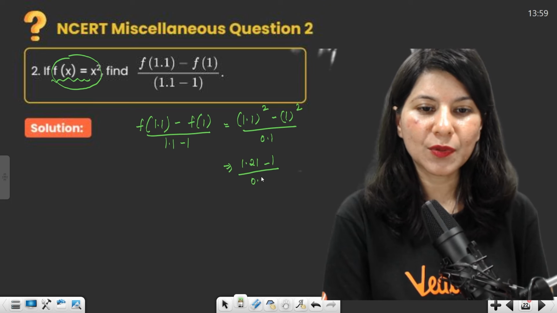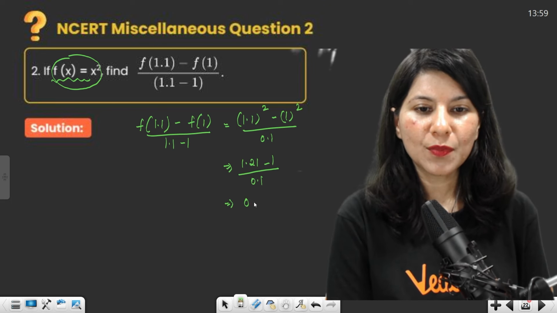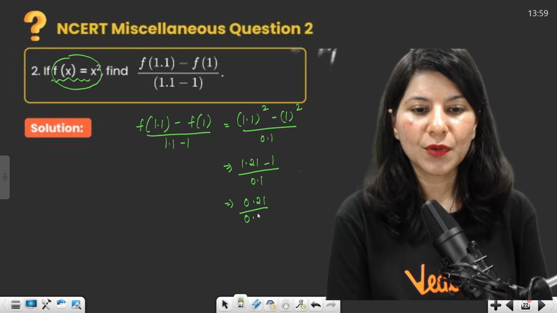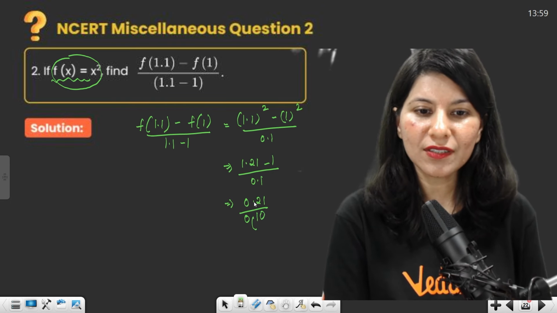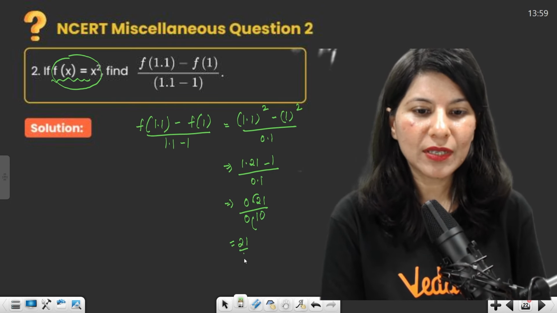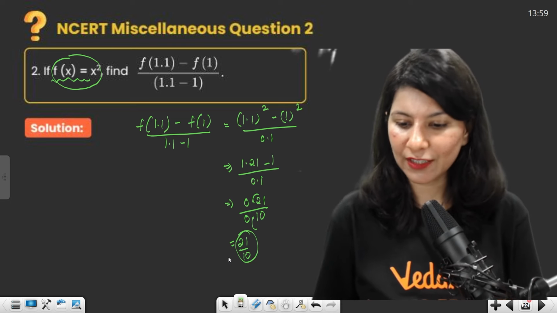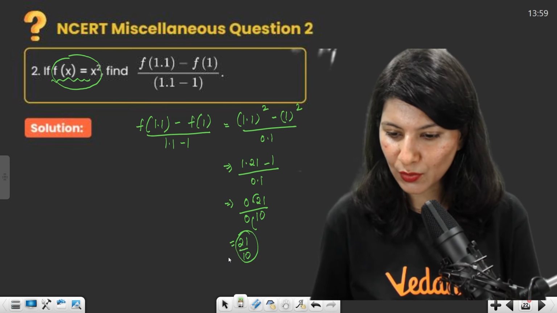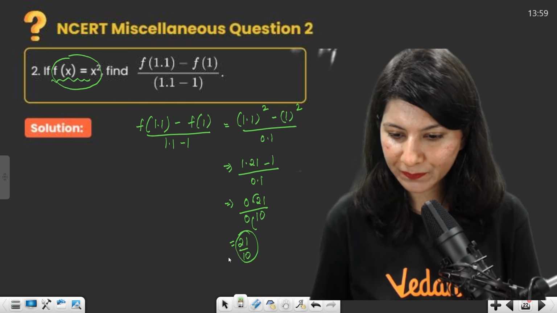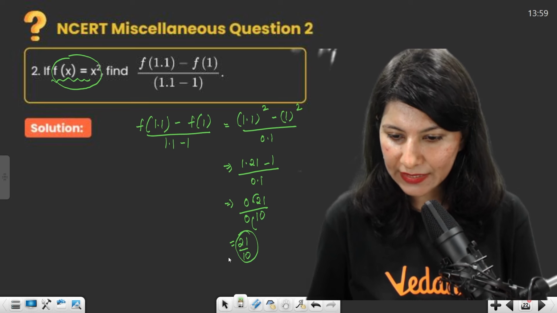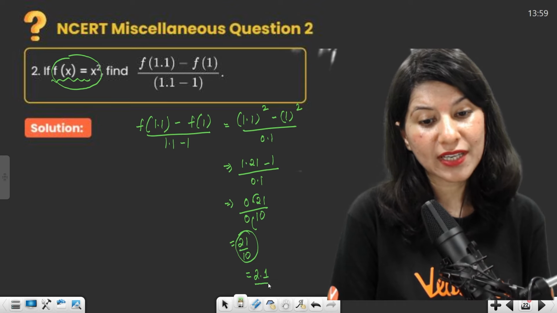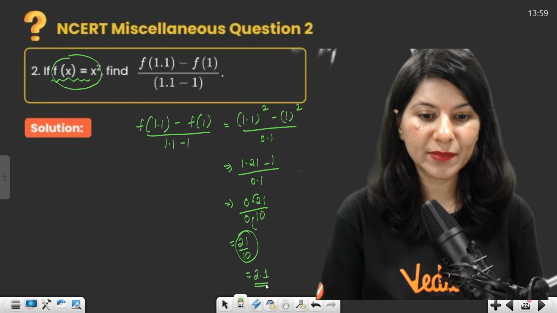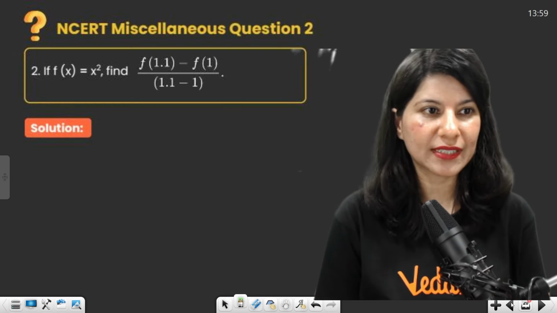Minus 1 upon 0.1. So this is 0.21 upon 0.1. I can apply a 0 over here, 0 and 0 cancel. 21 by 10 is absolutely right for this particular question. Or 2.1, in their terminologies, because they are giving point decimal answers. So that's why 2.1 is the correct answer.